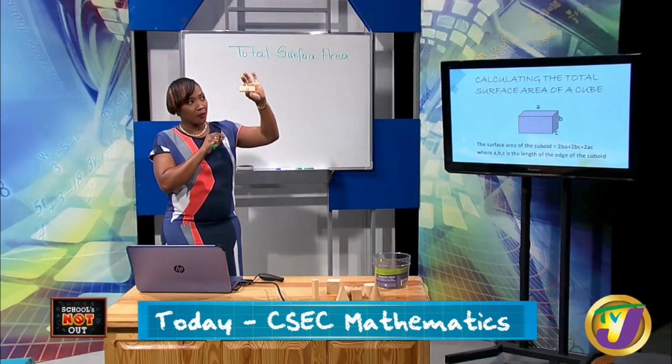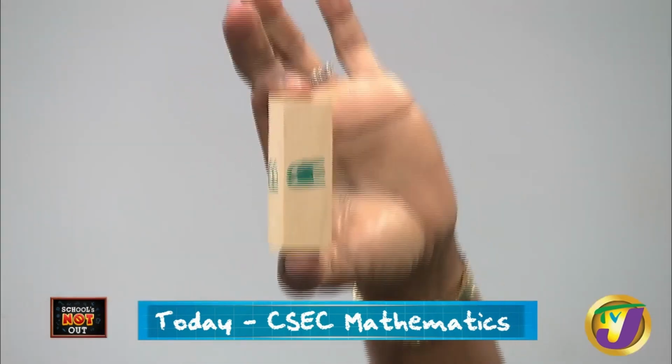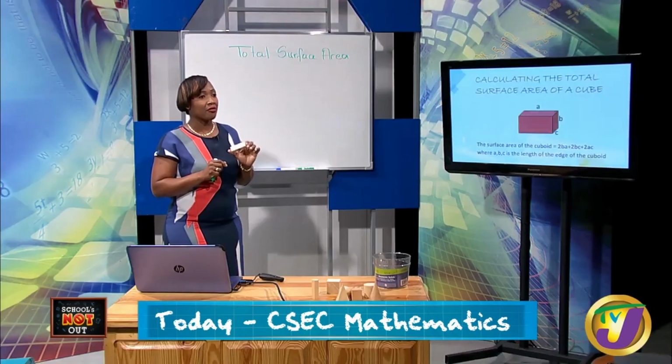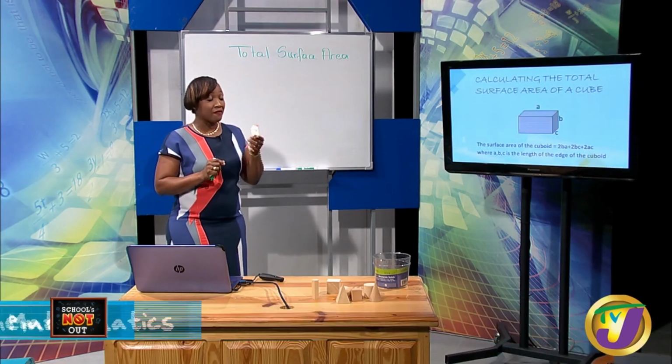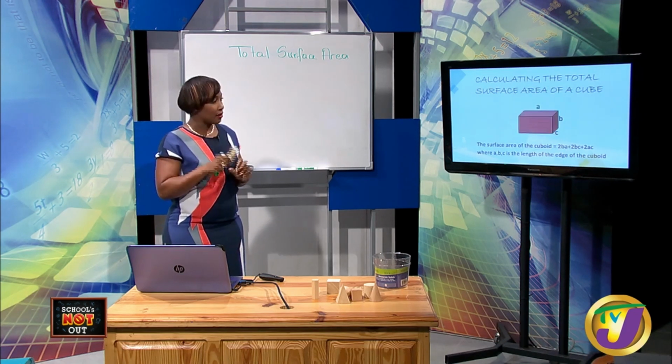My fingers are touching a pair, my fingers are touching a pair here, and my fingers are touching a pair here. So we have 3 pairs of congruent faces. This one is not a cube, but it is a cuboid.